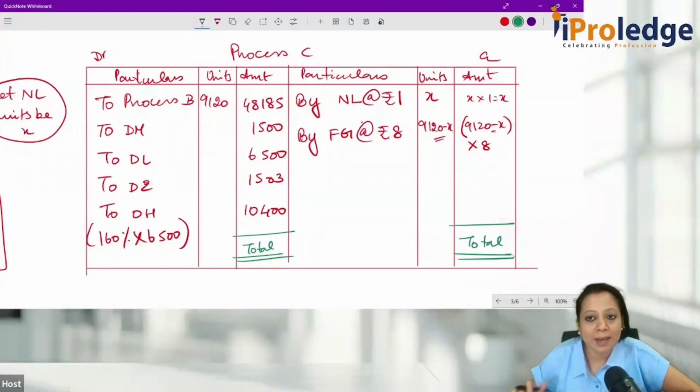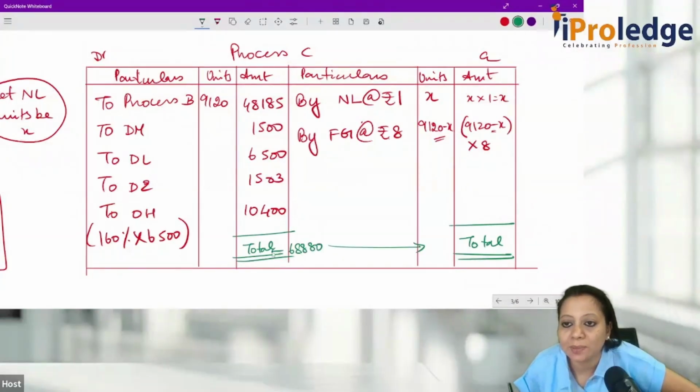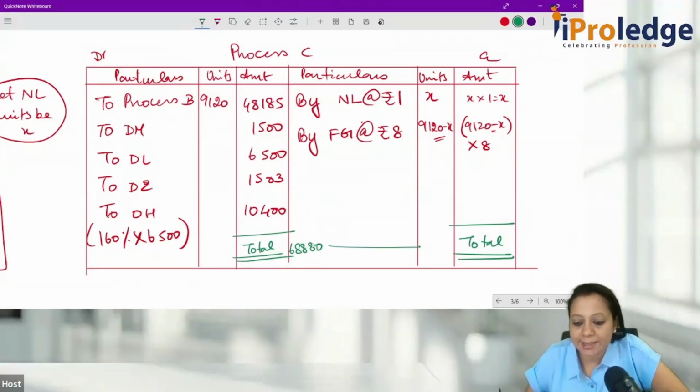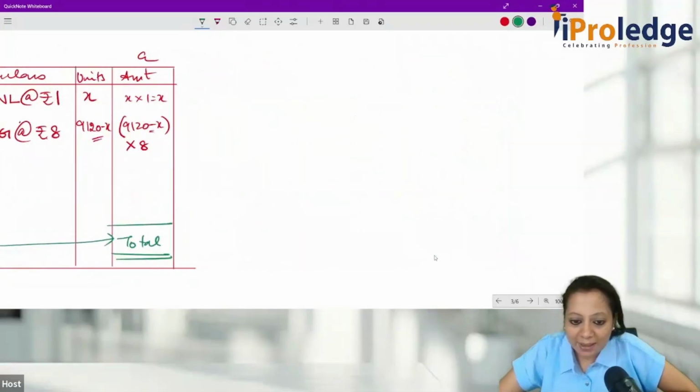So now, can I do the total of the debit side? Yes, I can. So 48,185. Acha, 68,880. 68,880 is the total, which means it will be the, okay, 68,088. Okay. So this will be the total for both columns. Okay, ma'am. So now I'm coming back.